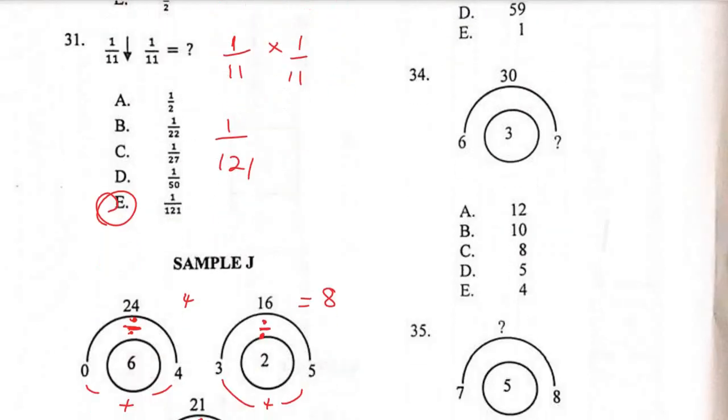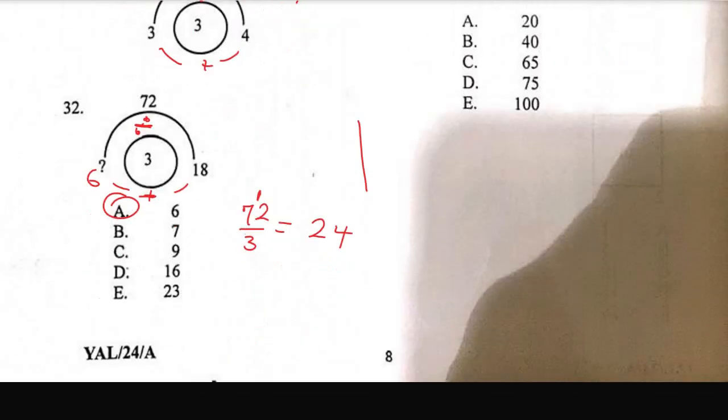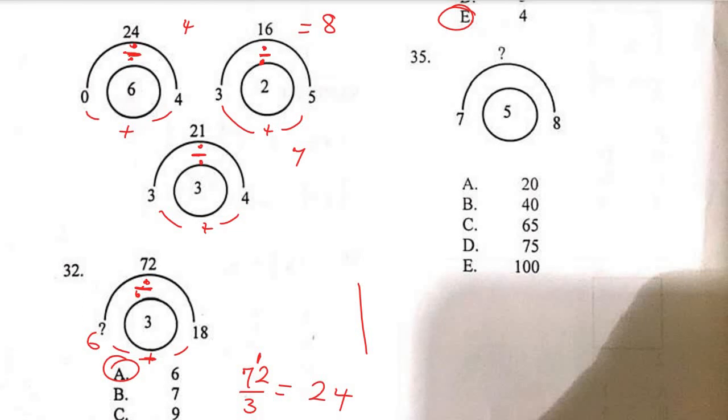Let's look at 34. Okay. I'm going to put the division sign here. 30 divided by 3 is 10. So this has to be 4, so that 6 plus 4 should also give us 10. So the right option is E. Question 35. Here, 7 plus 8 is 15. Yeah, this has to be 75, because 75 divided by 5 is also 15. So the right answer is D.